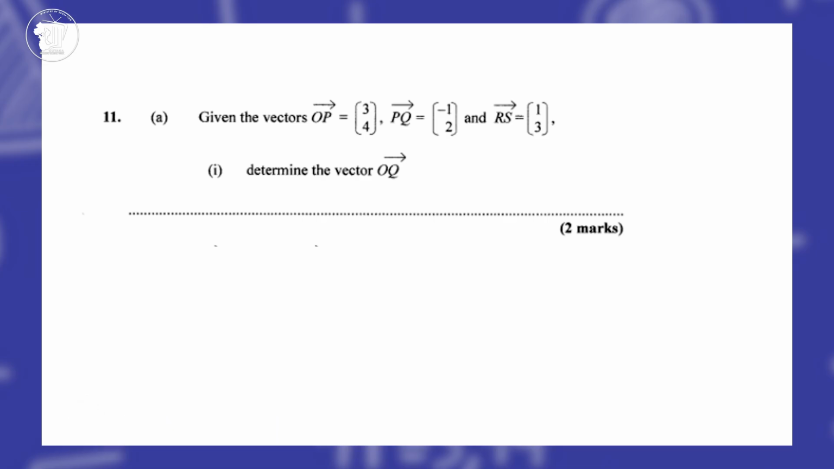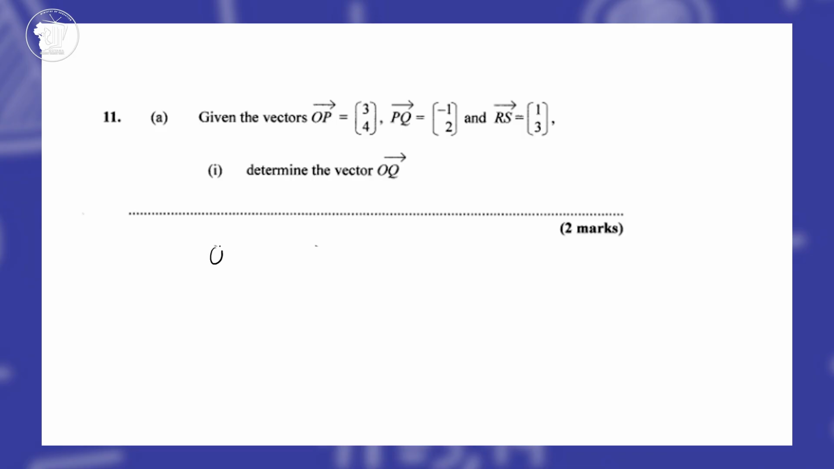Determine the vector OQ. Now here's the thing about OQ or any vector as a matter of fact. OQ is telling you this vector moves from O and it ends at Q. So the first point of this vector, whatever you use to combine to get this answer, must start with O and the last one should end with Q. So we look through the list of vectors that we have and we see here OP starts with O, and also we see that PQ ends in Q.